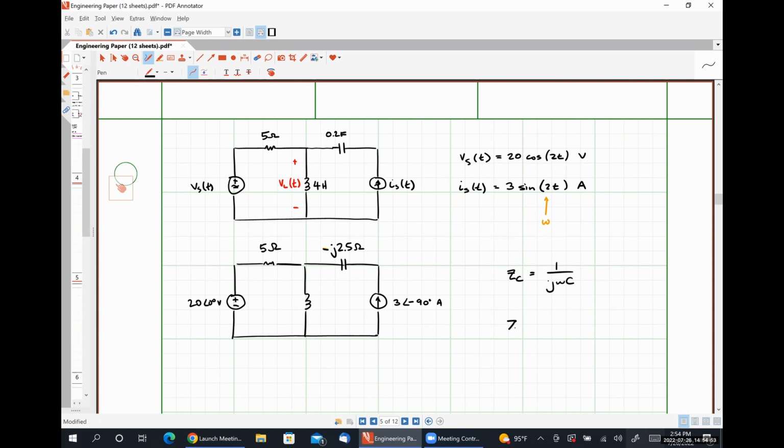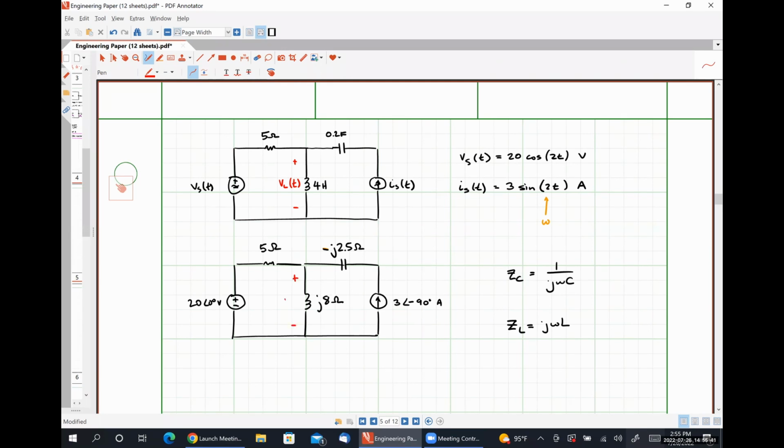Somebody else tell me what the impedance of my inductor is, where the equation is simply impedance of an inductor is equal to j omega L. 8j, thank you, Devarier. All right, so that's our circuit.